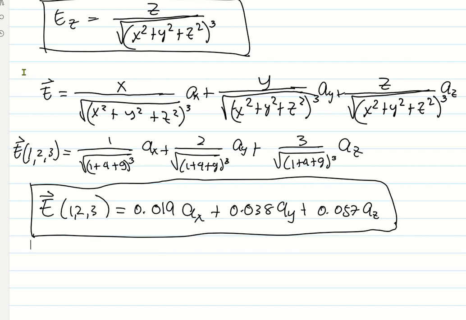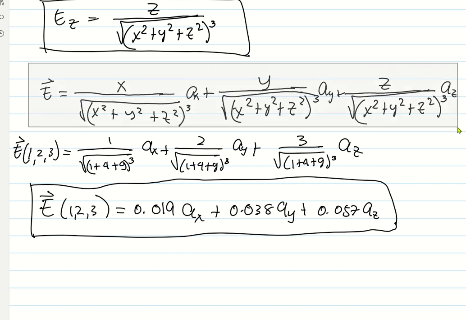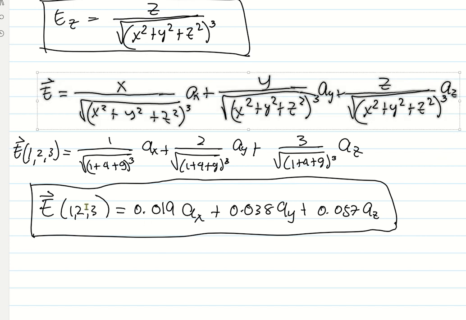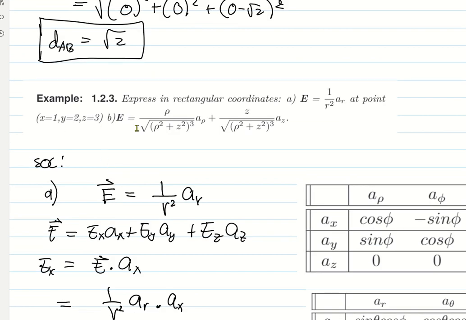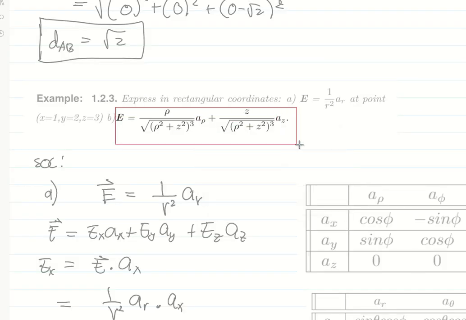A vector field is like a function. This is the function, this is the vector field. Well, this one is a vector. It's the value of that vector at that point. So this is for letter A. For letter B now, we are again given another vector here that we need to convert. You can just copy this one here.